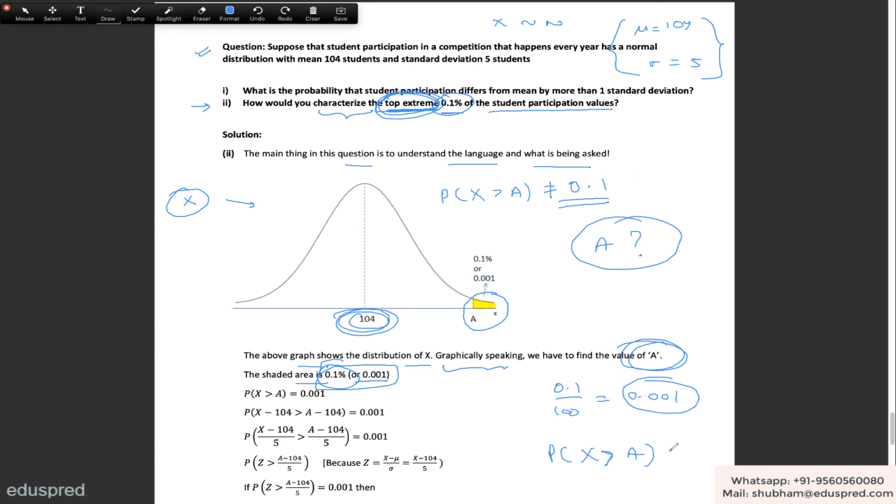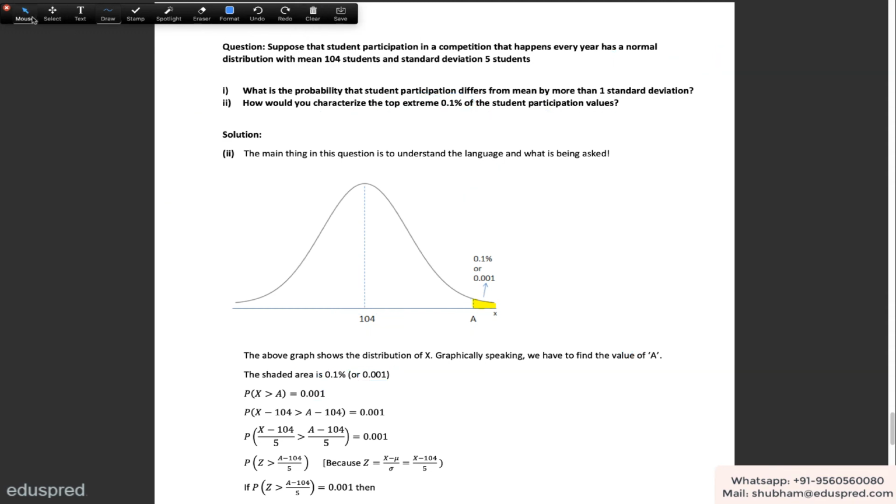It is equal to 0.001. Okay, be careful about this thing, right? So this is what we have: the probability that x is greater than a is equal to 0.001, and we have to figure out the value of a. So let's do this in a step-by-step manner.